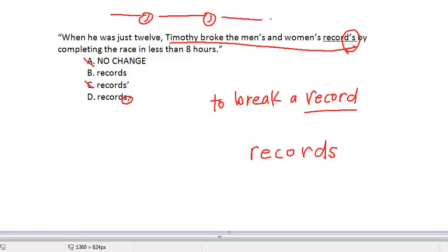So, if you've seen my previous video on commas and separating additional information, then you would know that the sentence should make sense without the information that's in between here. So let's test that out. When he was just 12, by completing the race in less than 8 hours. Since that clearly does not make sense, we know that there should not be a comma after the word records, so we can eliminate option D, and therefore we are only left with option B.